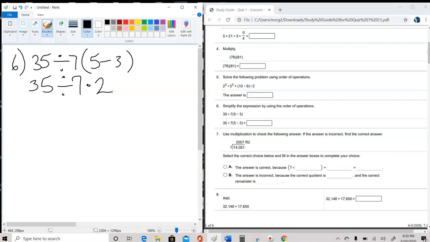There's one rule in order of operations that you need to know or review. If you have multiplication and division in the same step, or addition and subtraction in the same step, then you work the problem from left to right. So since division is on the leftmost side of our page, then we do that next. So 7 can go into 35 5 times, and 5 times 2 is positive 10.